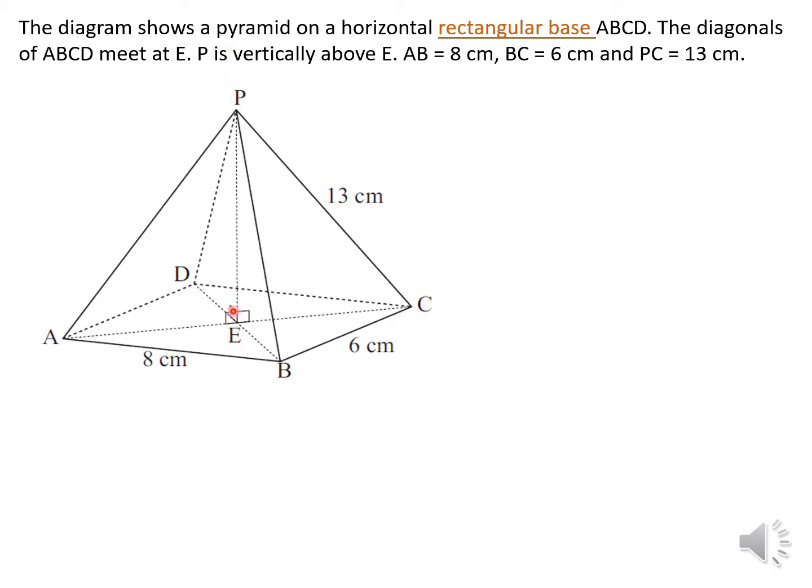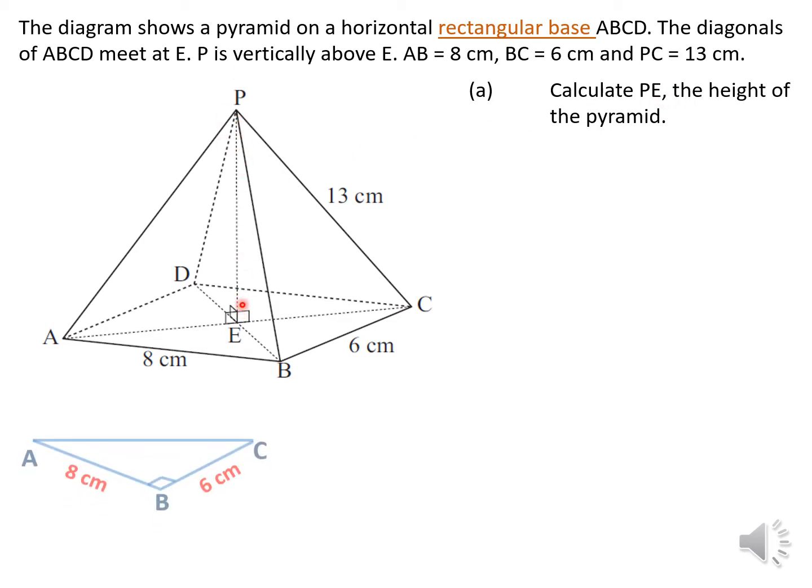Then P is vertically above that point, so that is the vertical height. All right, then AB is 8 centimeters, and BC is 6 centimeters, and PC, the slant height of the pyramid, is 13 centimeters. So the information must match what is on the diagram. The very first thing they want you to do is calculate PE, which is that vertical distance there.